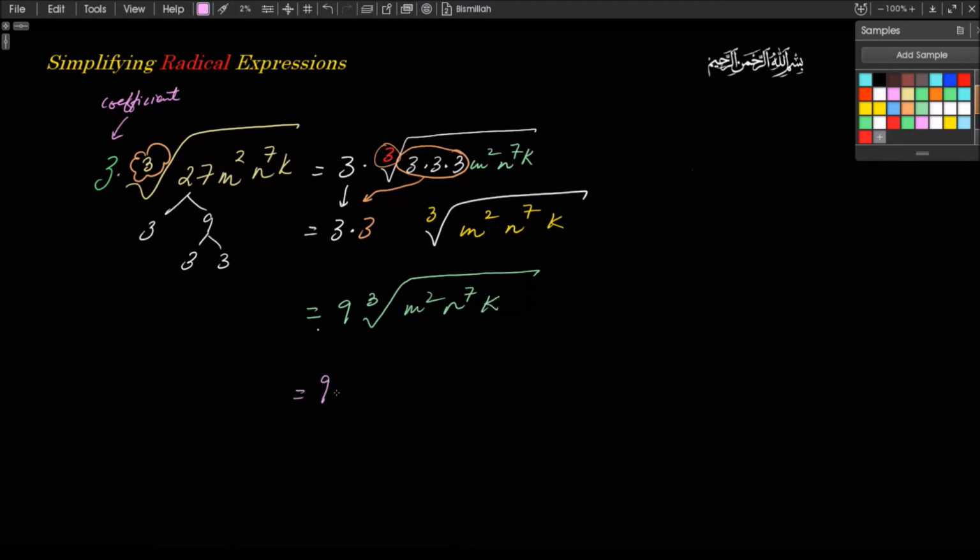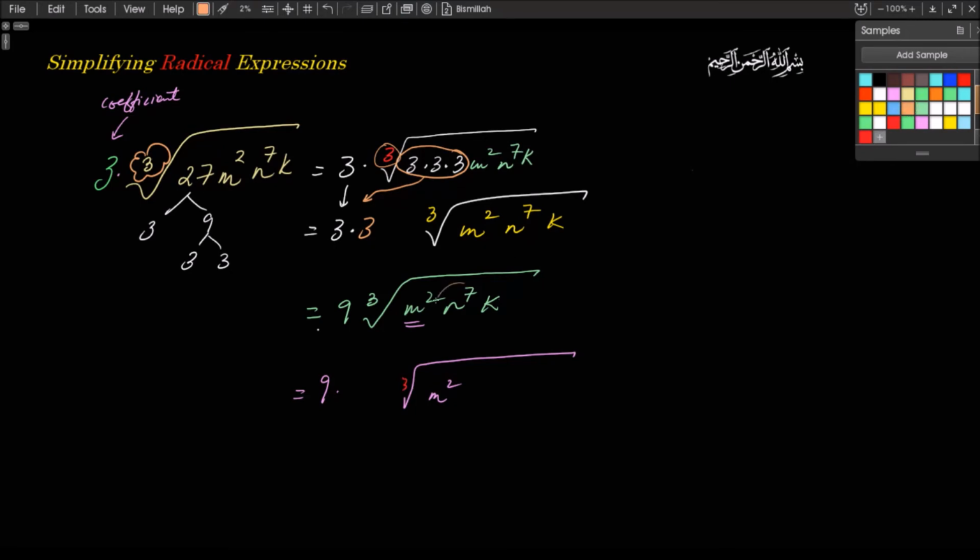It's going to be 9 times. Well, what are we going to do with the m's? Nothing, because you only got 2 of them. You're going to have 3 slices to make sandwiches here. You're not going to be able to do it, okay? So the m is going to stay inside, m squared, like this.